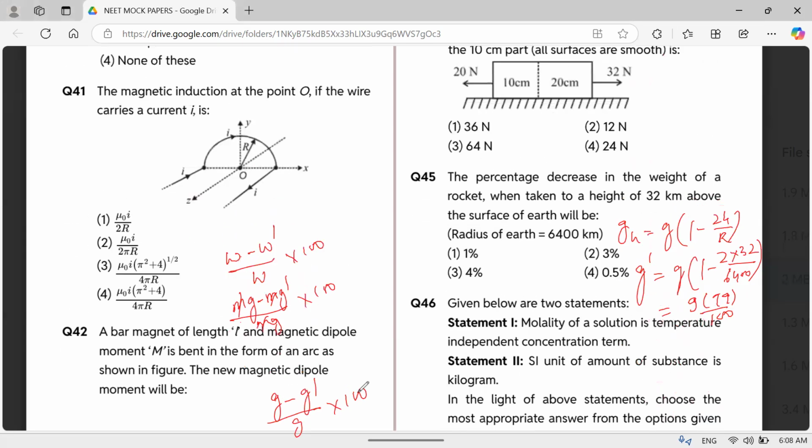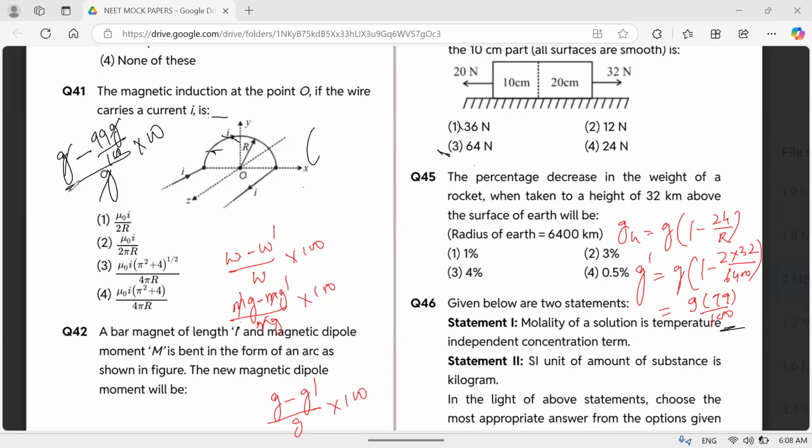Okay. That means if I'm using the g, I'm writing here with g. So this is g minus g dash. g dash is how much I got? 99 into g divided by 100, divided by g into 100. See how much I'm getting this one?